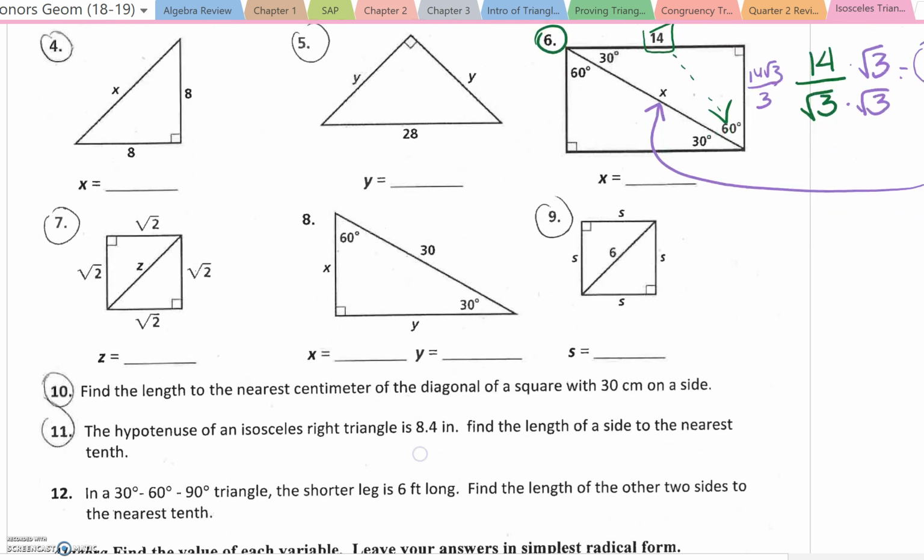These other ones we already did. Let me do number 8. A little bit easier. You have the hypotenuse. Half the hypotenuse is 15. You have the hypotenuse, you're dividing by 2 to get the short leg. And then you're multiplying the short leg by root 3 to get the long leg.